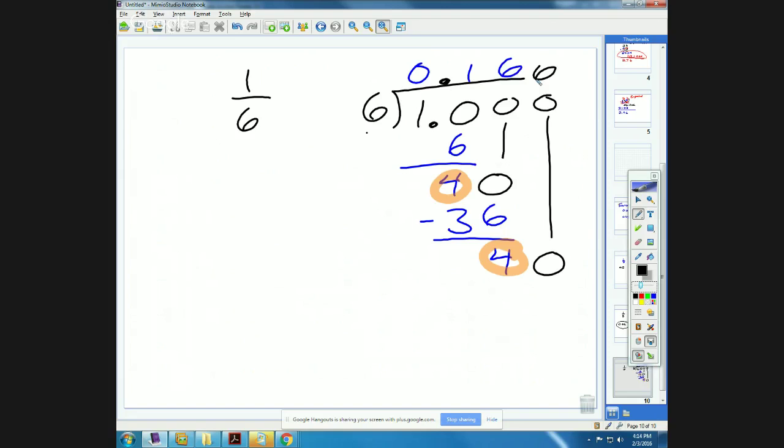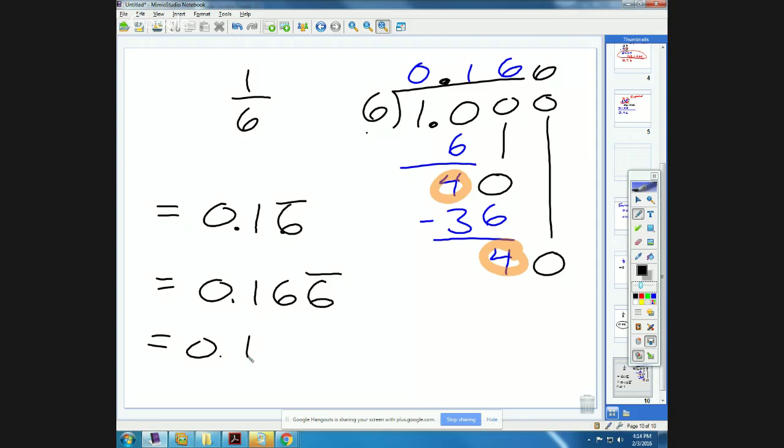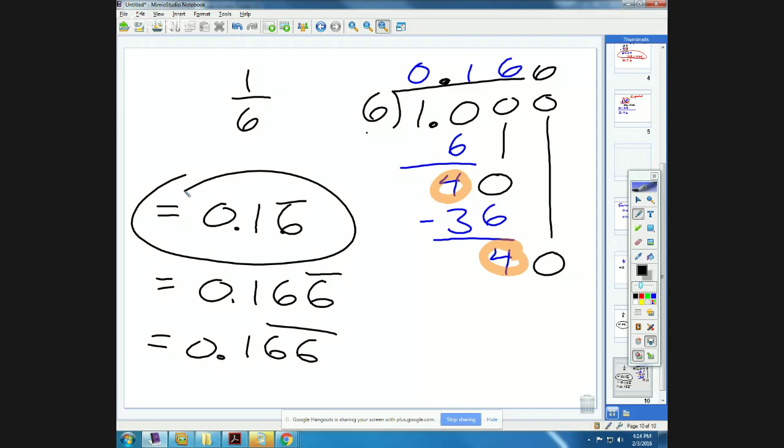So there's a couple of ways to write the answer. If I write an equal sign, I could say it's 0.16, and I can put a repeating bar over the 6 only. That says the 6 keeps repeating, not the 1. How about this? 0.166 with a bar over the second 6. It's the same thing. Okay, how about this? 0.166 with a bar over both 6's. Same thing, yeah. This one uses the least ink, so it's more popular.